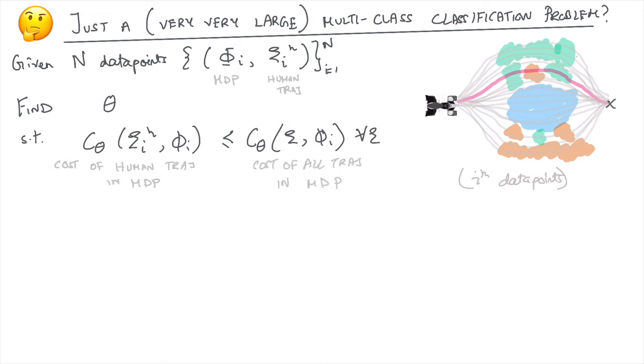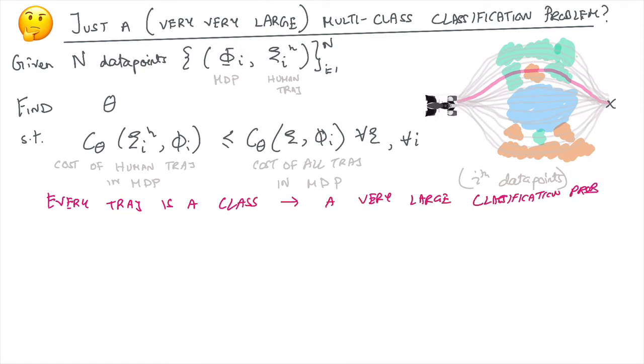And this must hold for all data points. So in a nutshell, every trajectory is a class, which makes it a very large classification problem. Let's begin by thinking about the linear setting.